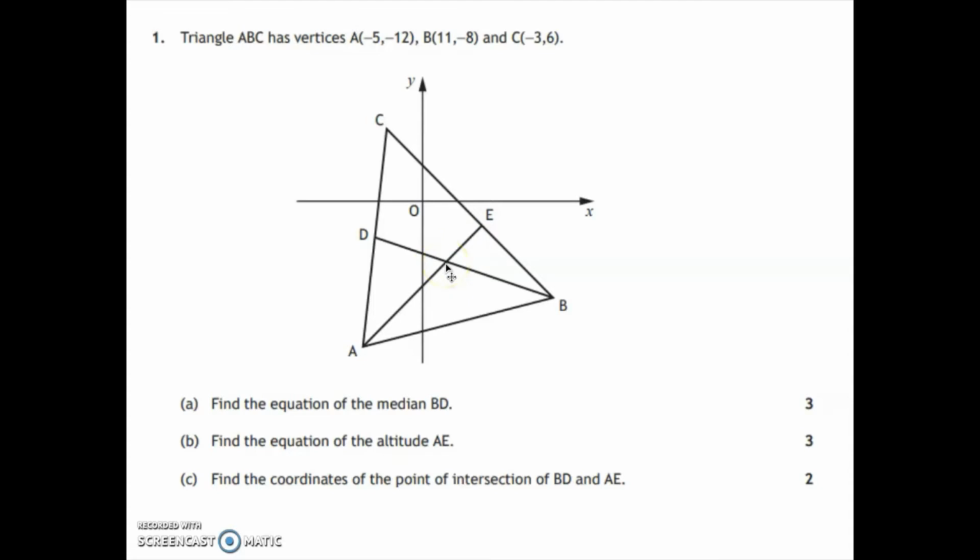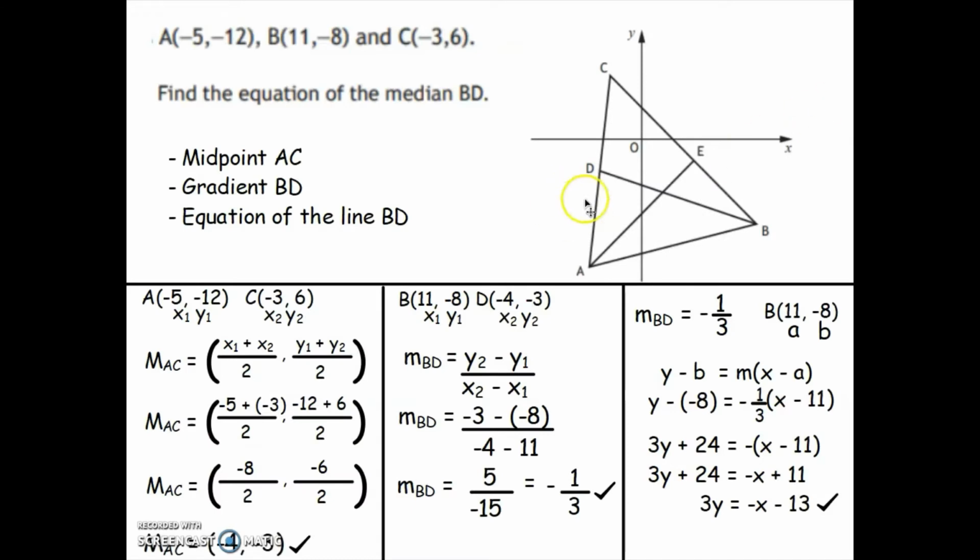point right here. What you want to do is first of all break up your question into nice easy segments, remembering the definitions of the terms median and altitude. So let's look at the median for BD first of all. So what does median mean? Well, median means that this line AC is cut in half by this line here. So D is the midpoint of the line AC. So that's the first thing you're going to find out.